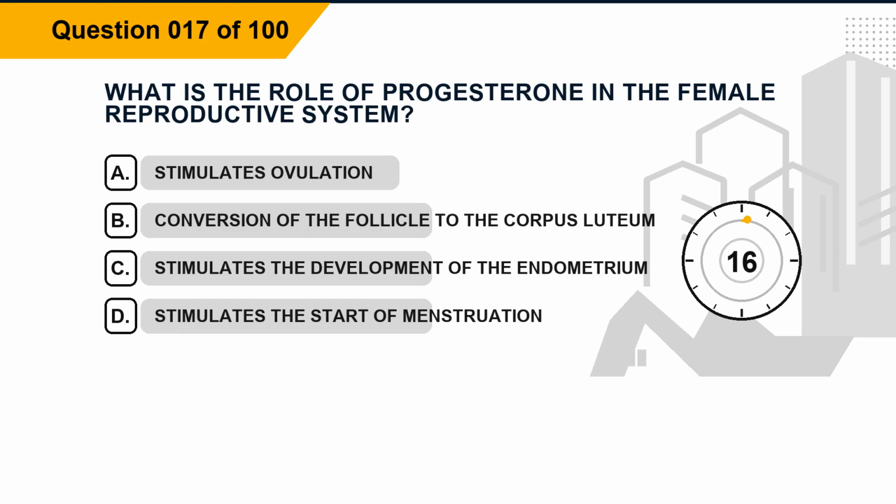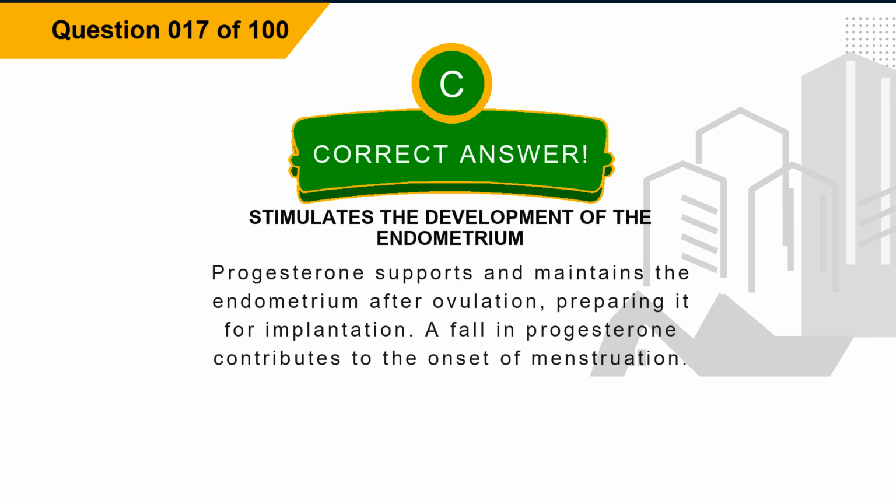Question 17. What is the role of progesterone in the female reproductive system? Option A, stimulates ovulation. Option B, conversion of the follicle to the corpus luteum. Option C, stimulates the development of the endometrium. Option D, stimulates the start of menstruation. The correct answer is option C, stimulates the development of the endometrium. Explanation. Progesterone supports and maintains the endometrium after ovulation, preparing it for implantation. A fall in progesterone contributes to the onset of menstruation.